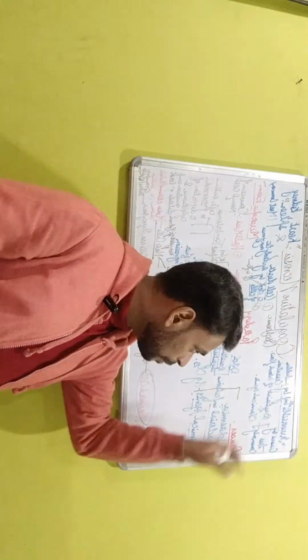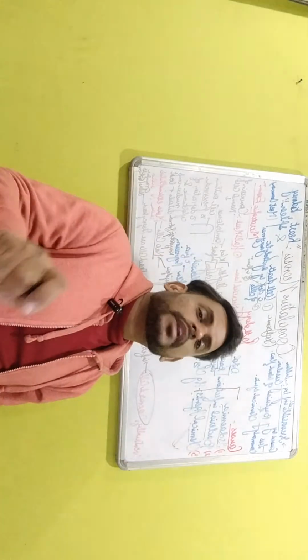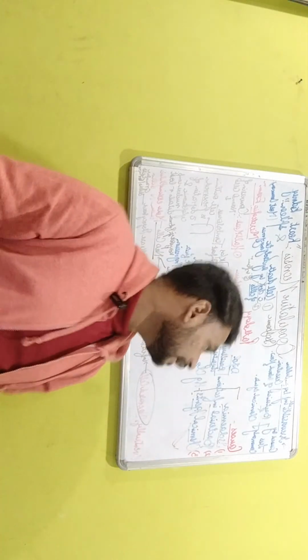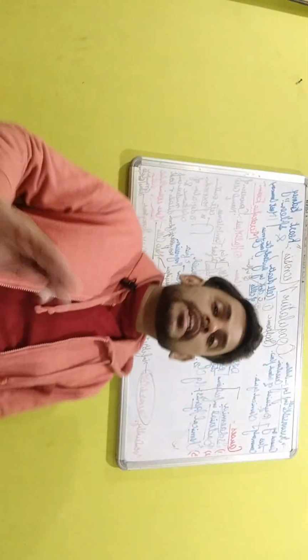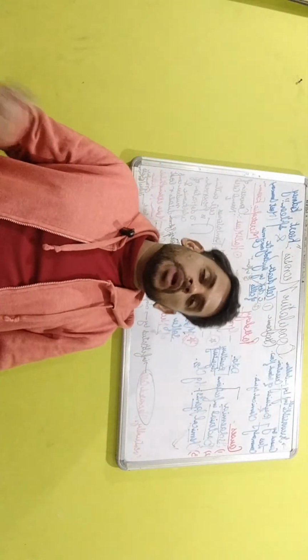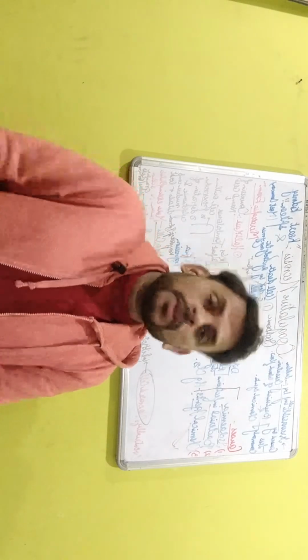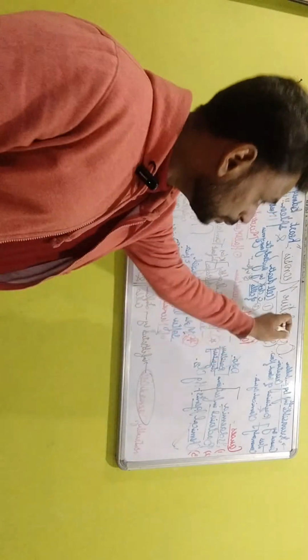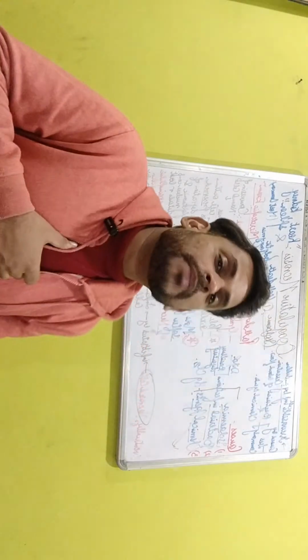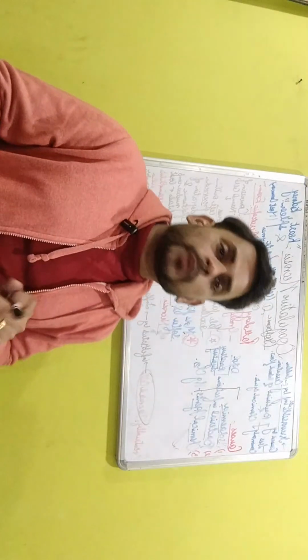But out of so many causes, the most important cause for coagulative necrosis, I am emphasizing, is ischemia, that is sudden cessation of blood flow, which is going to cause necrosis in that tissue or organ. That's why coagulative necrosis is also called by another name, ischemic necrosis. Now in coagulative necrosis, what is occurring?